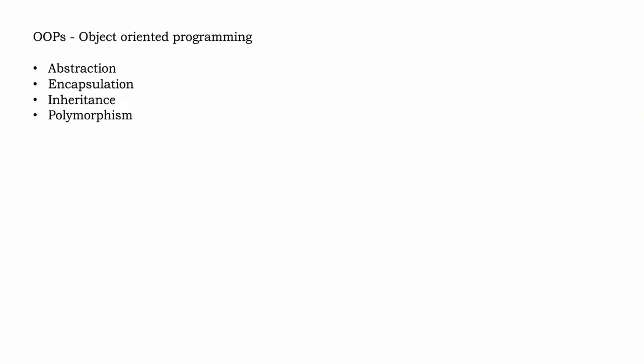Let's begin. OOPS stands for Object Oriented Programming. And the four pillars of OOPS are abstraction, encapsulation, inheritance, and polymorphism. These are known as pillars of object oriented programming, and these play an important role. In this video, we will understand the basics of it. We will also learn in depth in the upcoming videos.